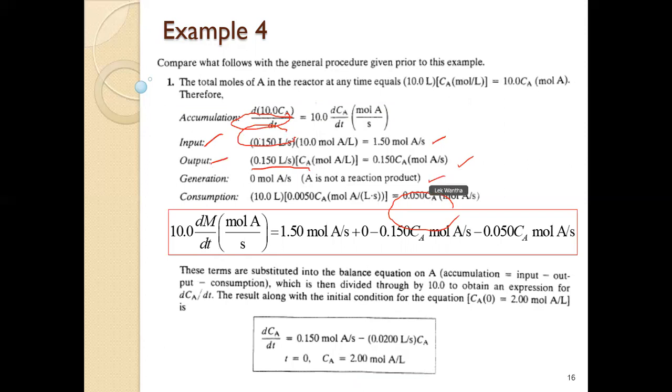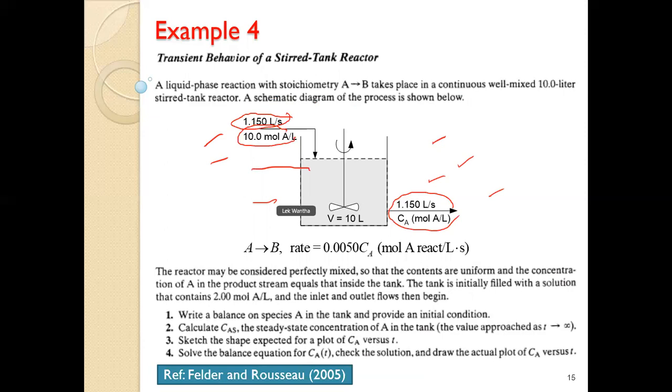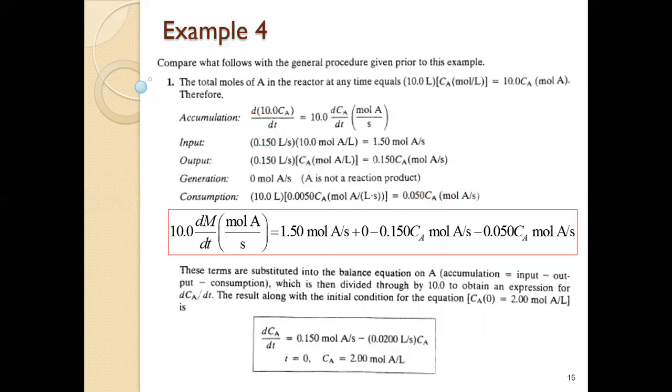Generation is none, but there is consumption, which equals the volume multiplied by the rate of reaction. This is consumption equal to 0.005 CA multiplied by the volume, giving moles A per second. Now you know the equations for input, output and consumption. We substitute these into the general equation. We get the accumulation term equal to input minus output minus consumption.